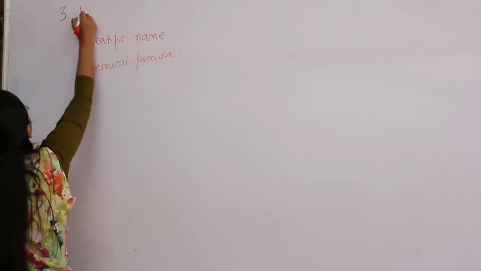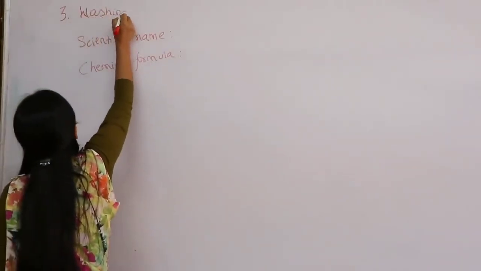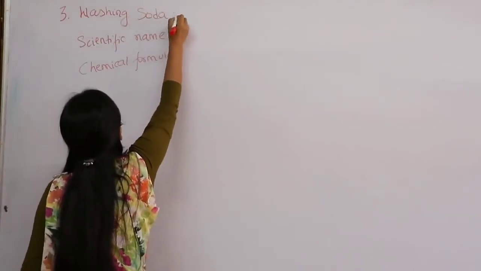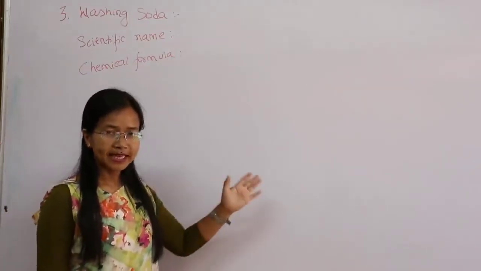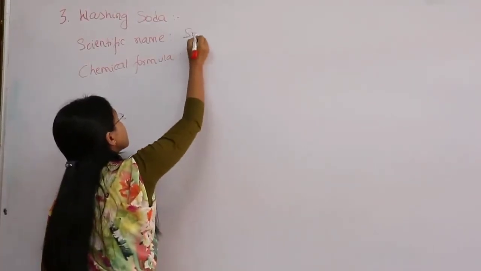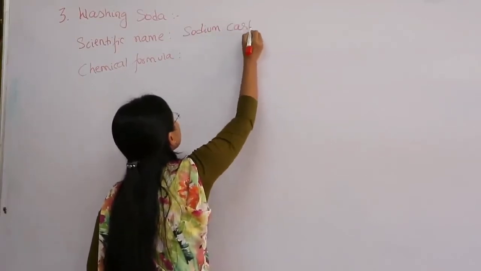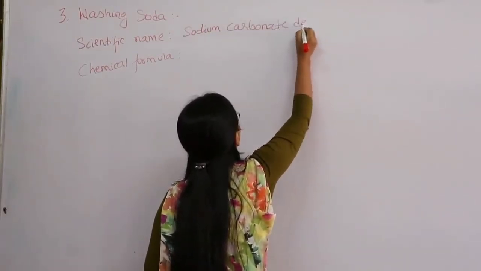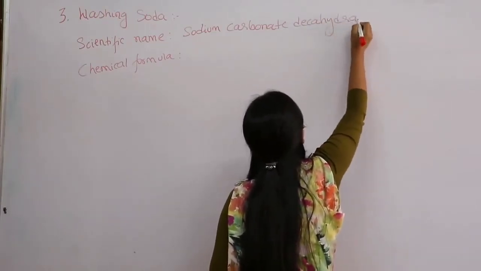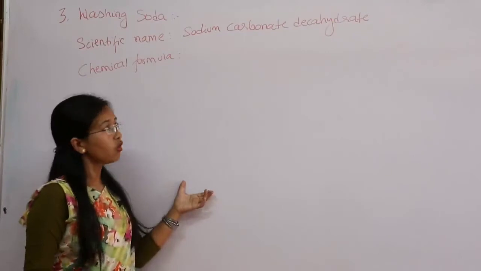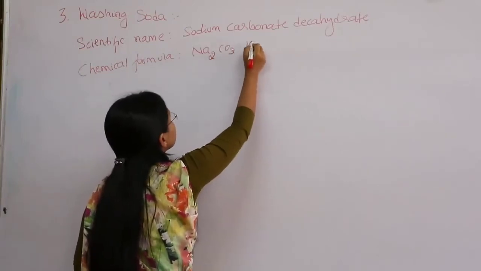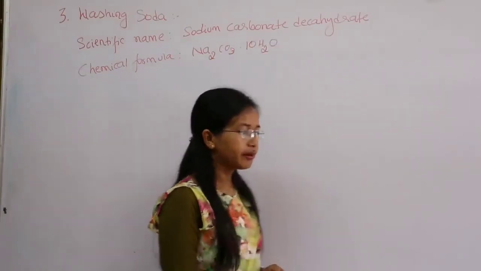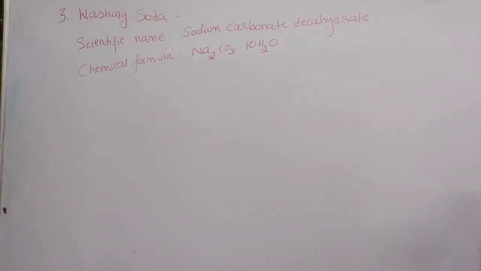The third salt is washing soda. The scientific name of washing soda is sodium carbonate decahydrate, and the chemical formula is Na2CO3.10H2O. Right? Okay.